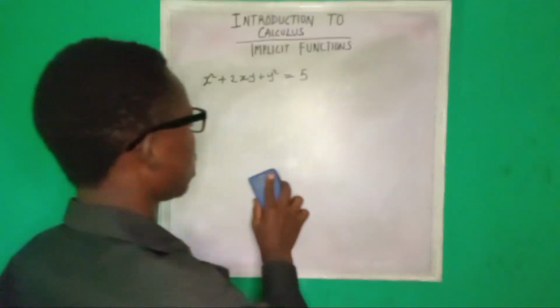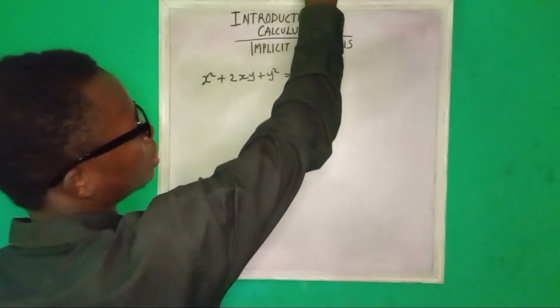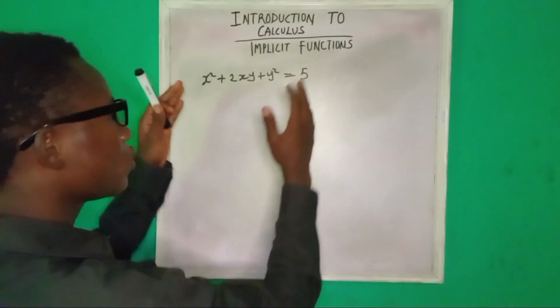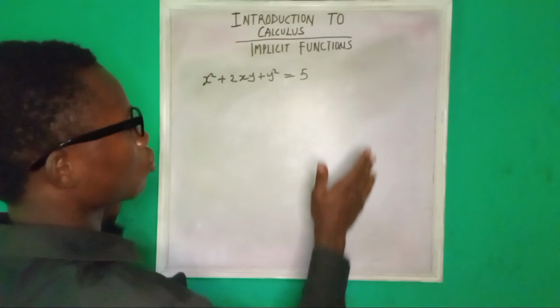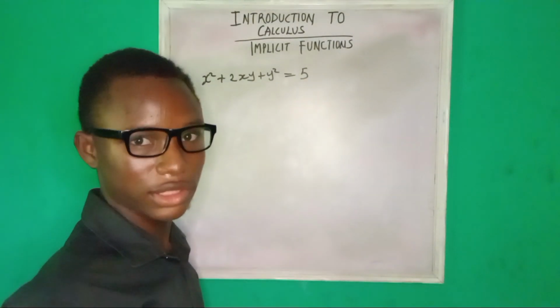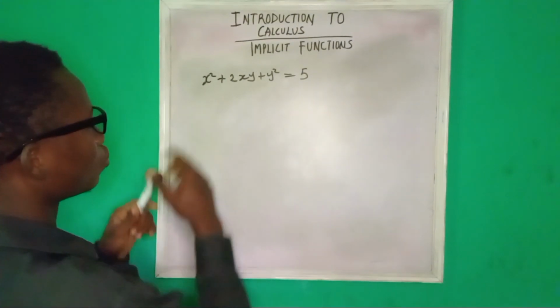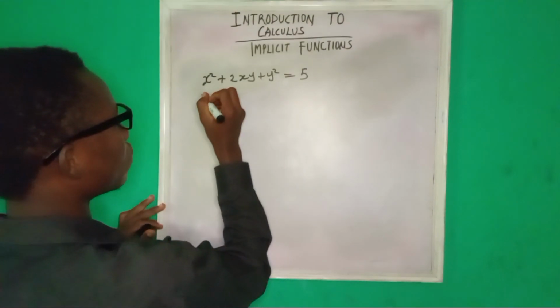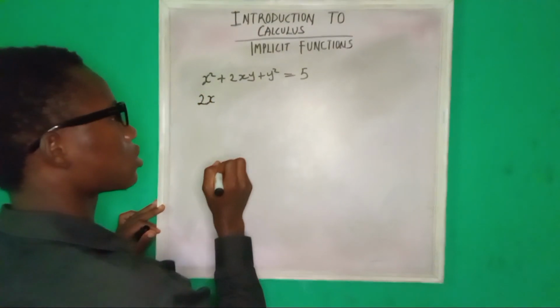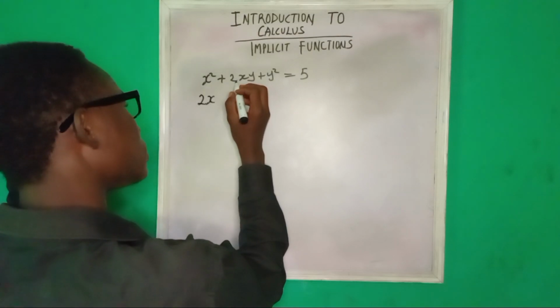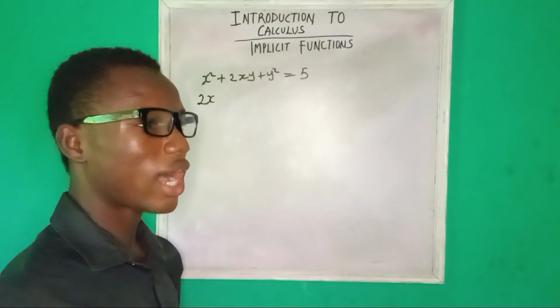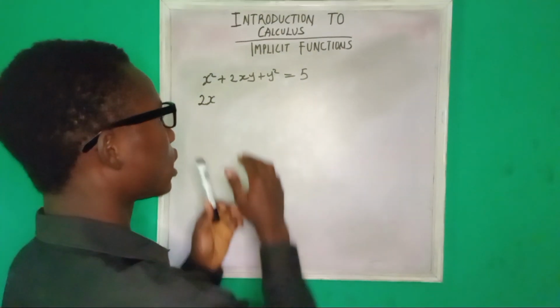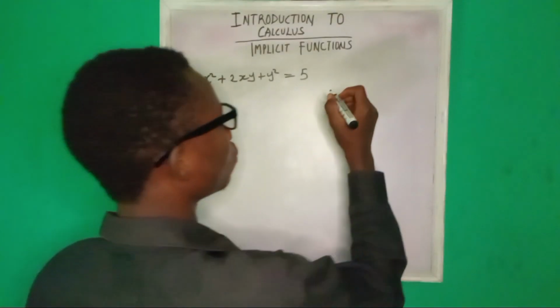So let me try solving something like this. They give us this as an equation and they told us to differentiate implicitly. Differentiation of x squared is going to give us 2x. Then differentiating this now, we are going to bring back our idea of product rule. We cannot just differentiate this anyhow.